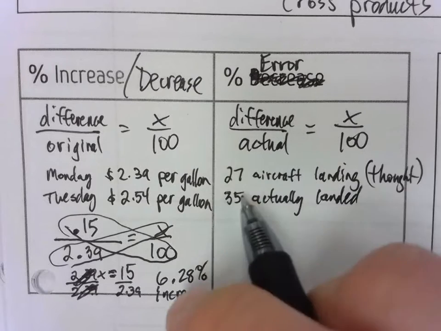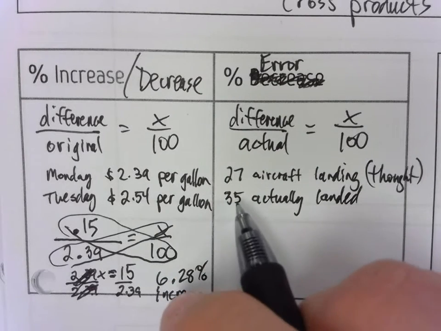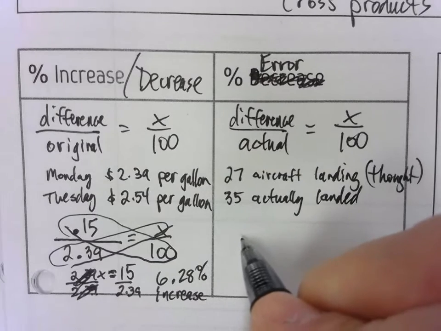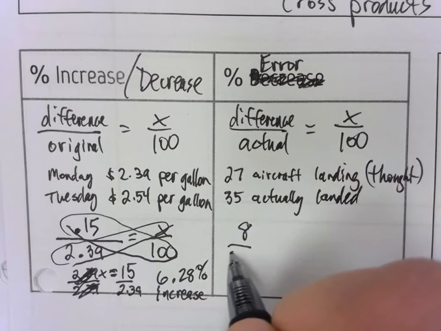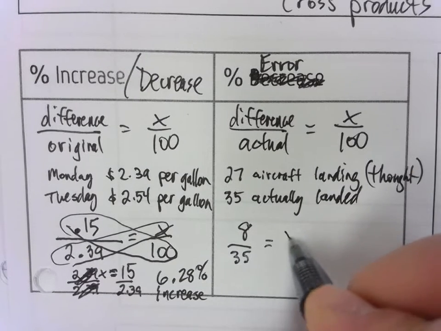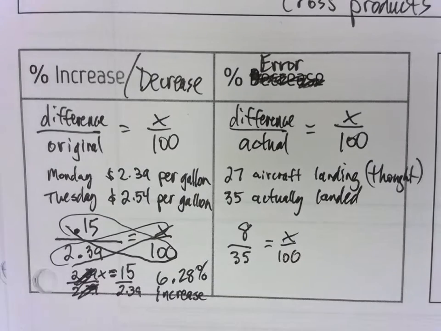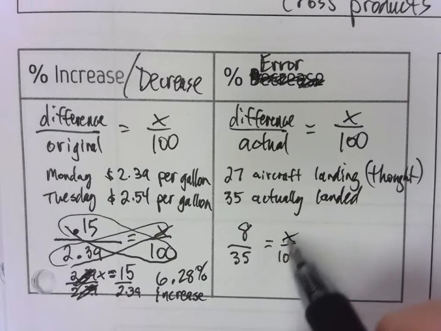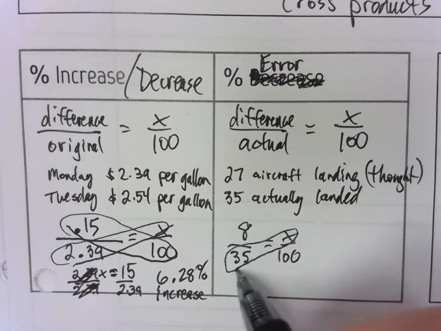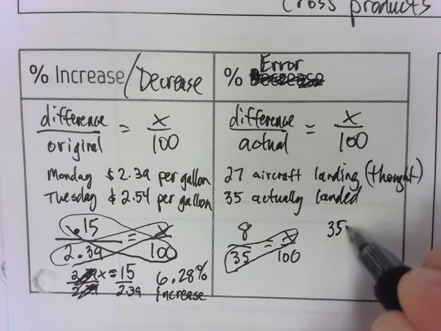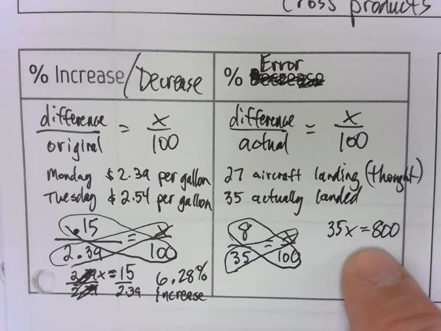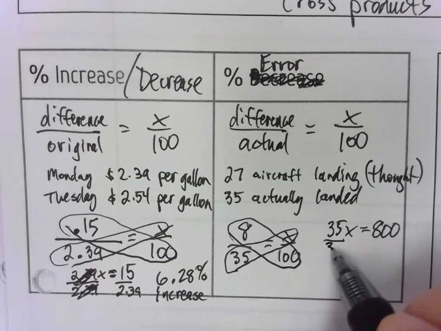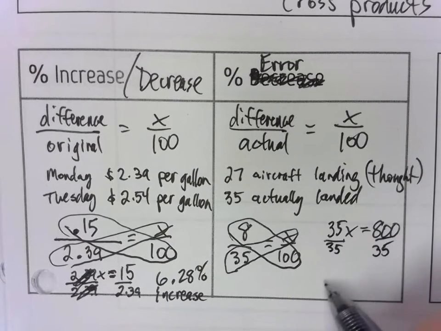So I've got to find the difference again. The first thing I'm going to do is find the difference between those two numbers. So 35 minus 27, of course, is 8. The actual number of planes that landed on my ship was 35. So that's 8 over 35 equals x over 100. Again, we're going to use the cross product method. 35 times x is 35x. 8 times 100, of course, is 800. So now I've got my little equation over here, soldier. I need to divide both sides by 35. And, of course, x equals whatever 800 divided by 35 is.